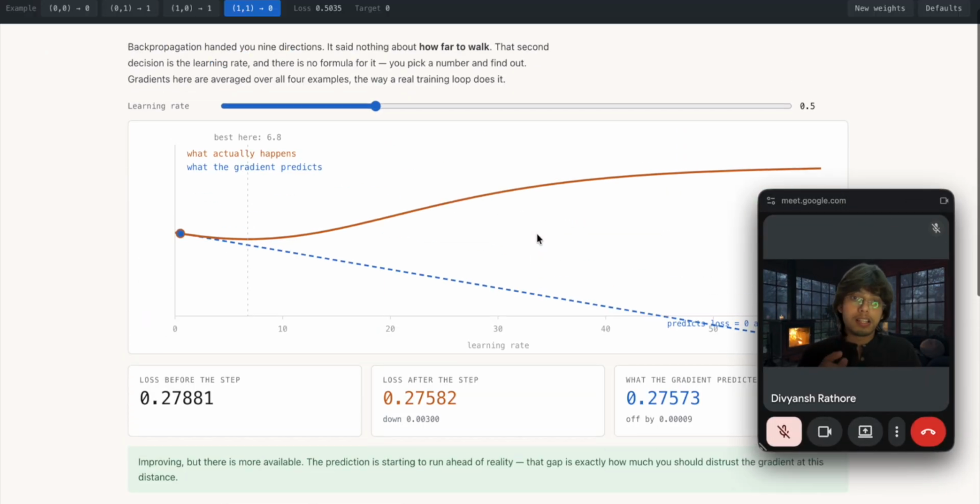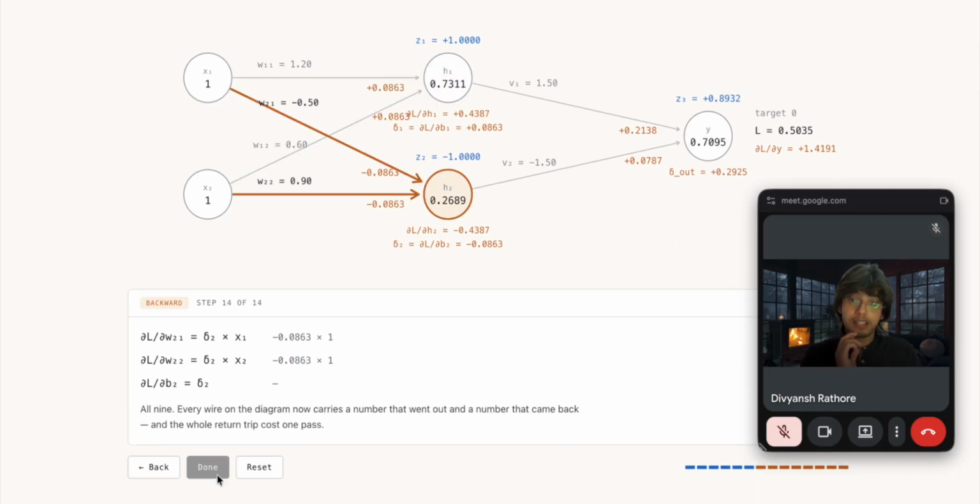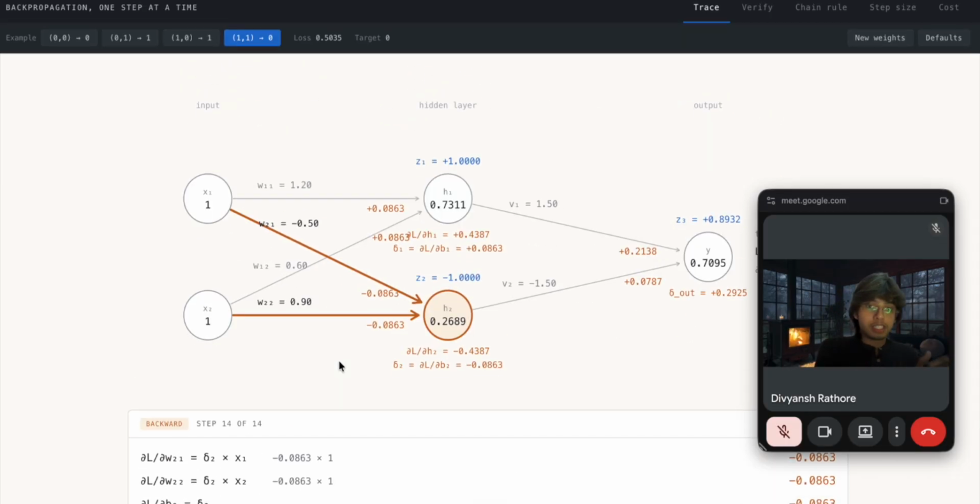And the fun part, the crazy part, right? This whole forward and backward propagation for all the 4 inputs, this whole thing together becomes one full run, or we call it one epoch, right? So we went forward and backward for all the 4 inputs.